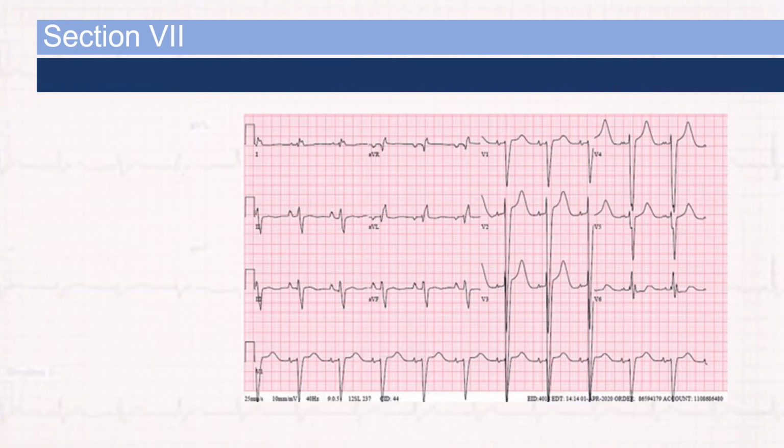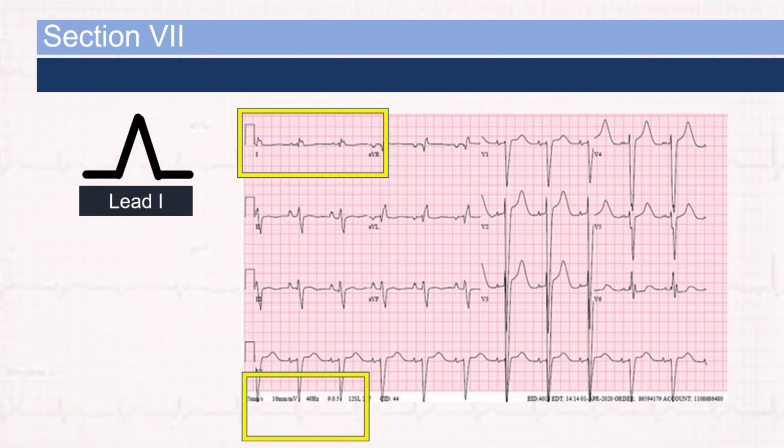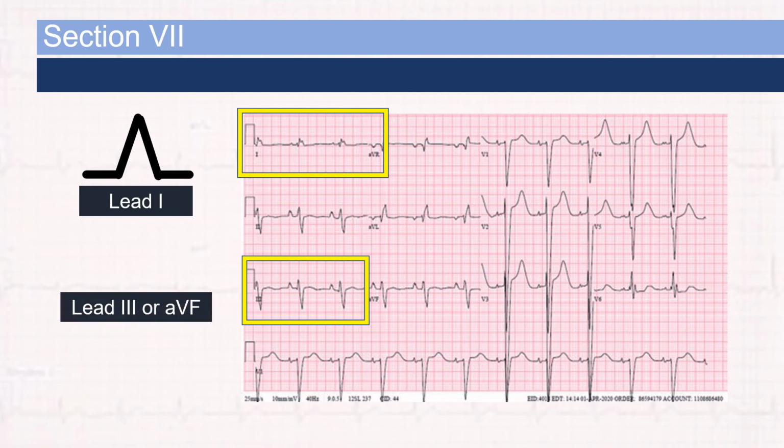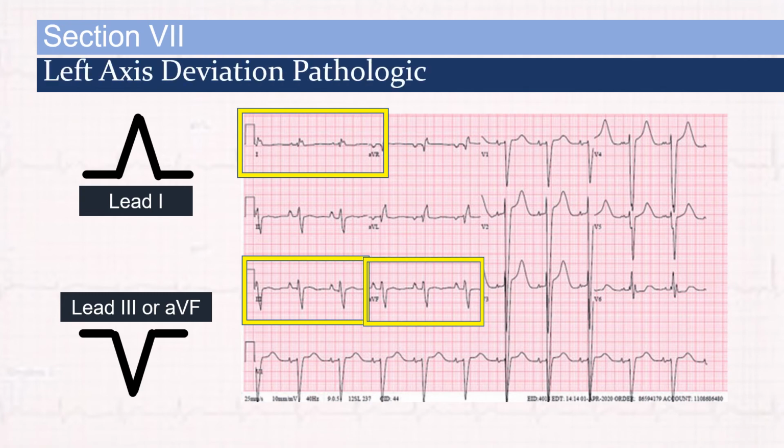Let's take a look at this 12 lead. The QRS in lead 1 is primarily above the isoelectric line. The QRS in lead 3 is primarily below the isoelectric line, as with AVF. This is considered pathologic left axis deviation. There's an issue with the structure of the heart that's causing this. If we look at the precordial leads, we are going to notice that there is a very large QRS.